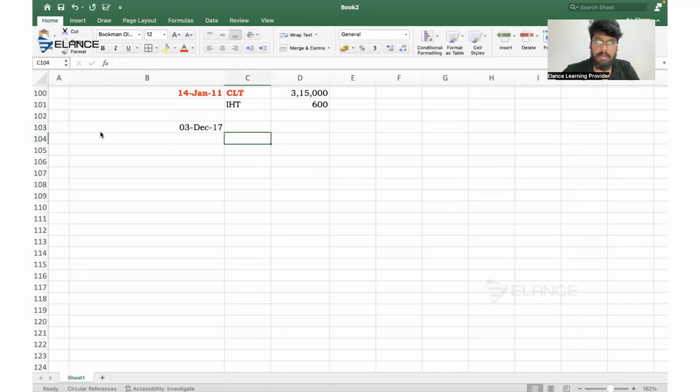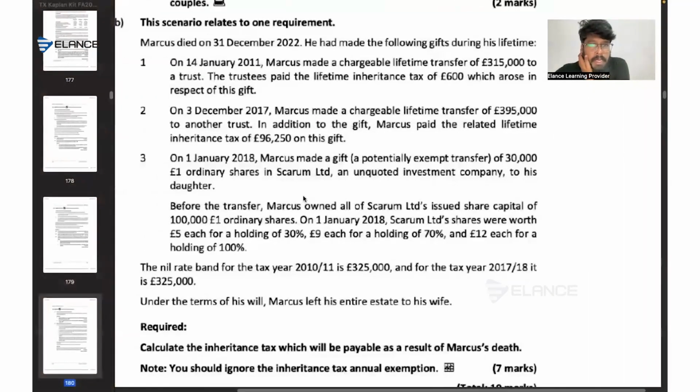Third December 2017. Actually, this transfer made by Marcus was again a CLT. In 2017, Marcus made a chargeable lifetime transfer of 395,000 to another trust. In addition to this gift, Marcus paid the related lifetime inheritance tax of 96,250 on this gift. So here also we don't need to find out the lifetime tax. They have directly given the lifetime tax, so our workings are much less.